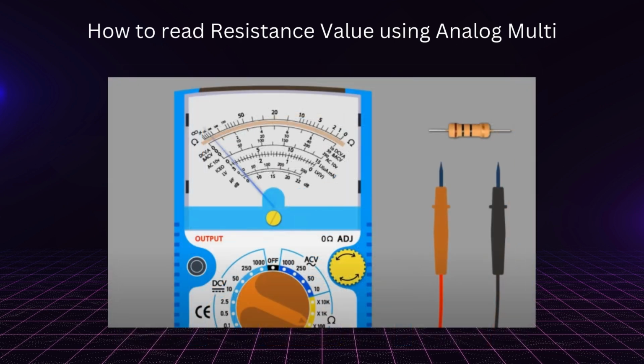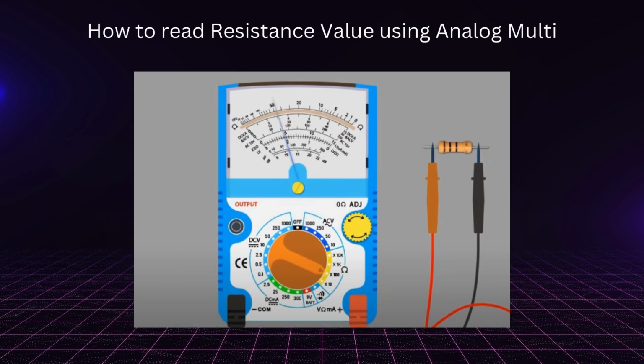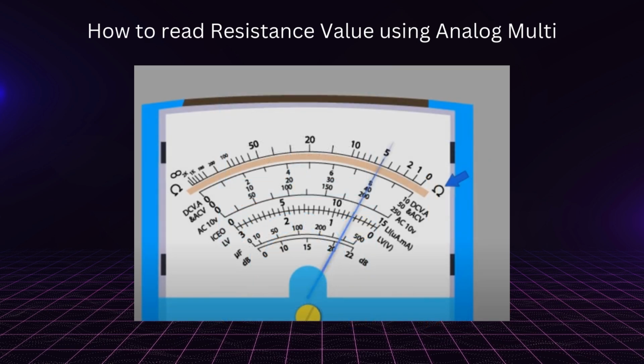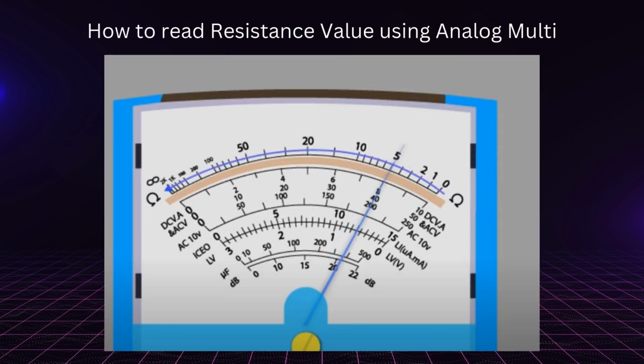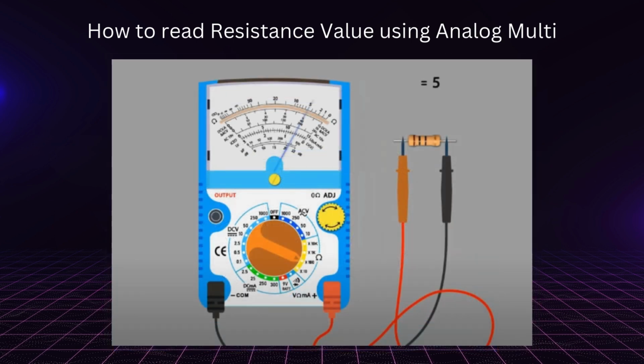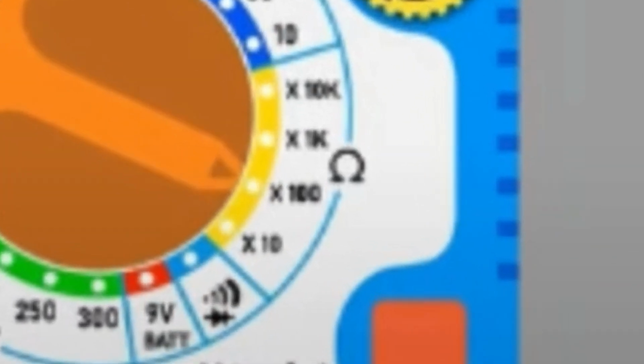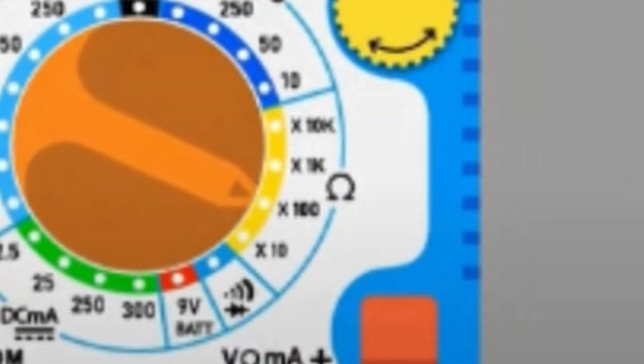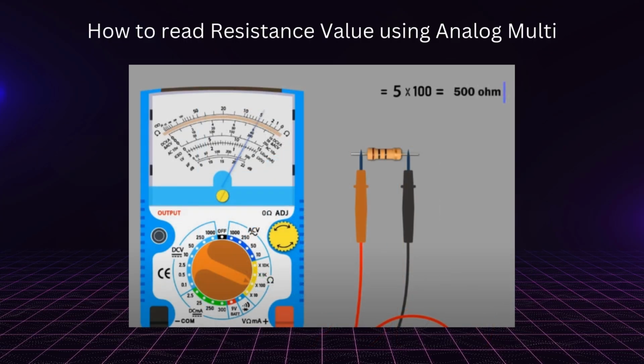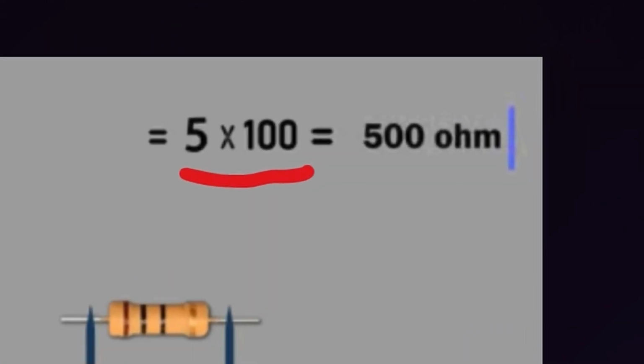Number 16. Disconnect the probes. Number 17. Reconnect the resistor again. Number 18. We need to read it in the resistance scale. Number 19. So the needle is at 5, and we have selected times 100 multiplier in the resistance section. Number 21. Now take 100 and multiply it with 5. Number 22. And we have 500 ohm value, and this is how we can measure resistance.